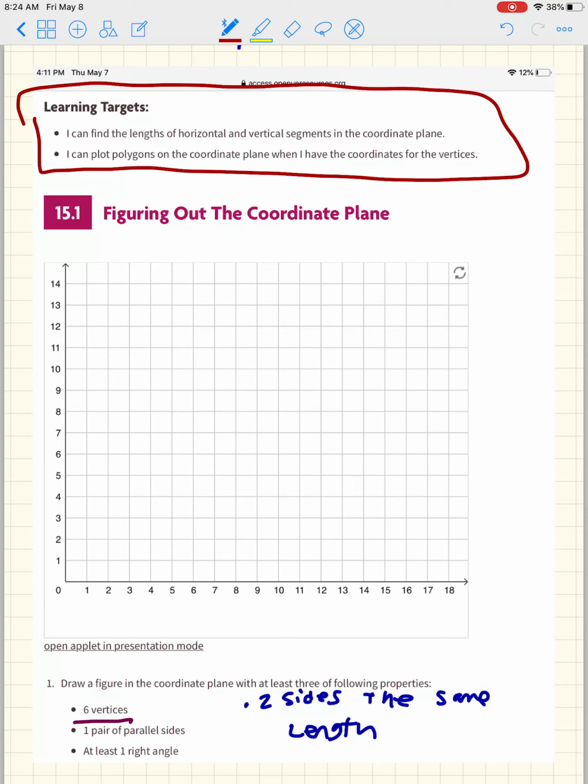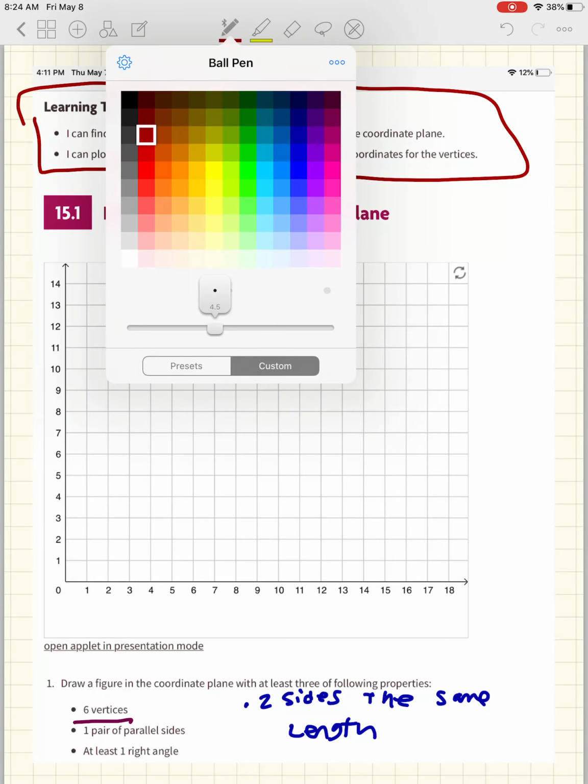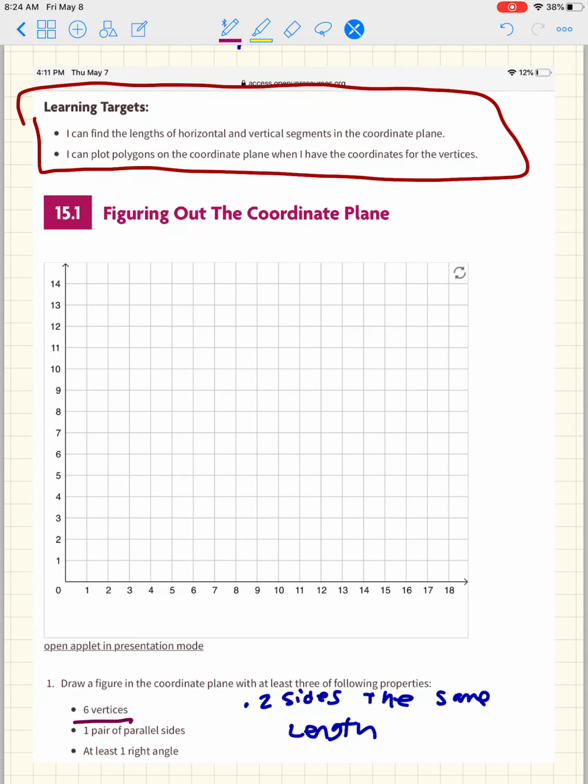I don't want to do this for you guys in the video because I think that if I show you one that works, it's going to take away from you trying. But I will just explain what each of these criteria mean. So vertices, that's plural for vertex. A vertex is like where 2 line segments meet. So for example, in a triangle, you have 3 vertices right here, and right here. So your figure needs to have 6 of those.